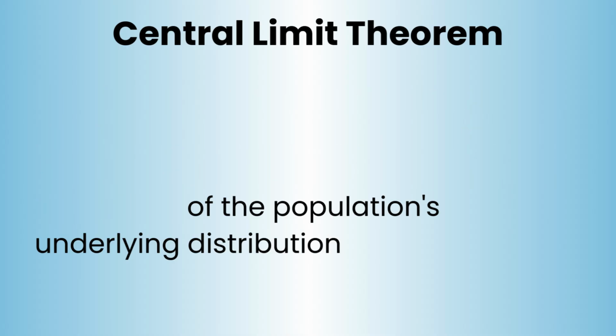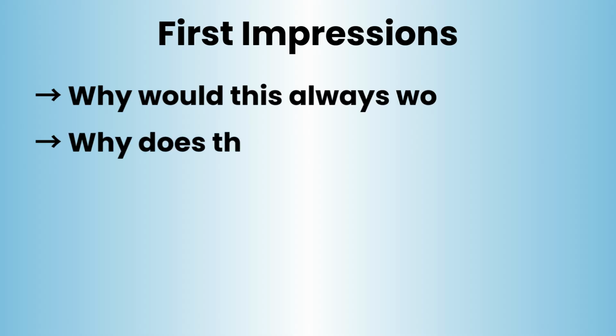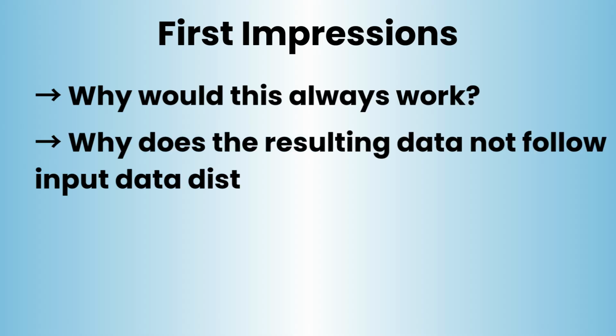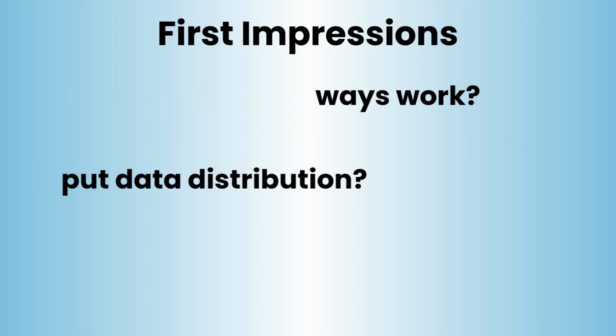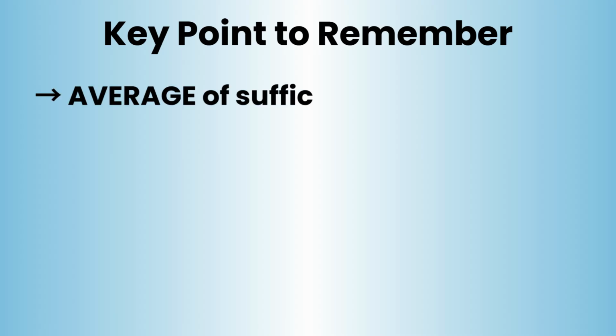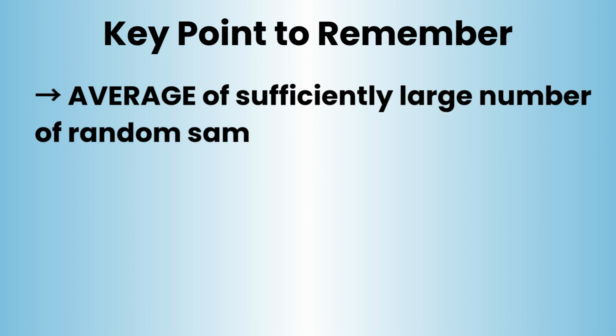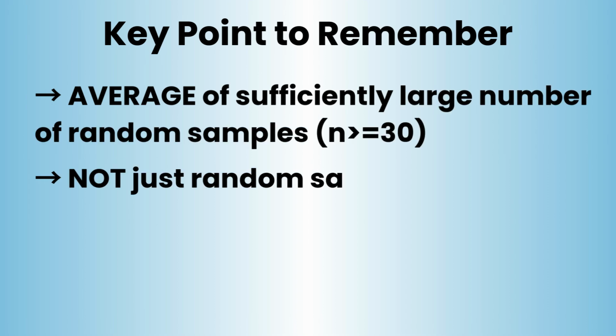When I heard about this for the first time, I thought, why would this always work? Would this not depend on the input data distribution? But as I learned this, I realized one thing. The key point here is taking a sufficiently large number of samples and averaging to produce data in the resulting set. It's not just taking the data randomly from the input and moving it to the result set.